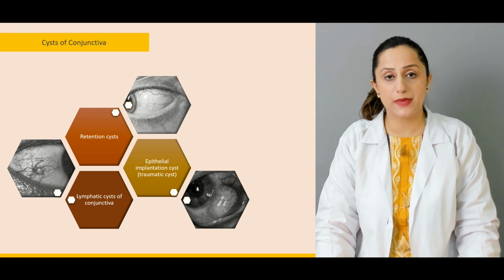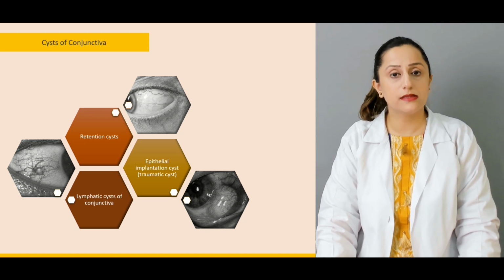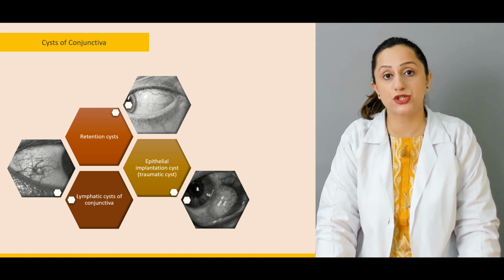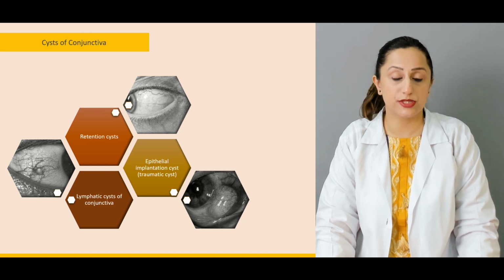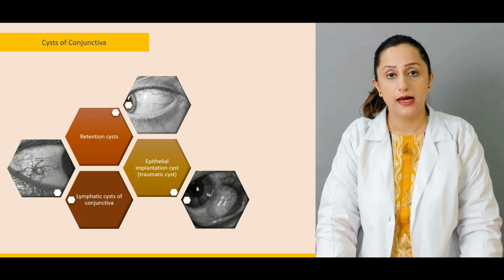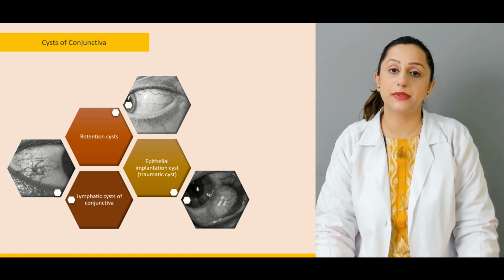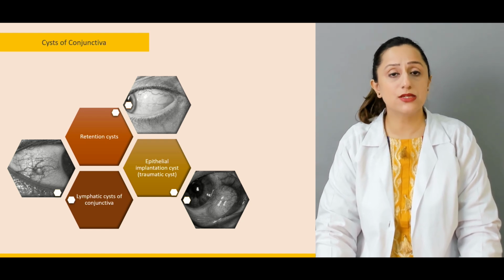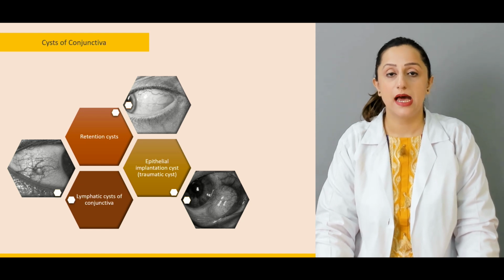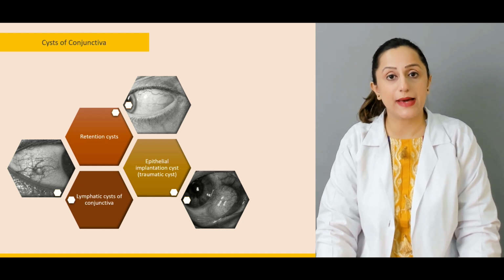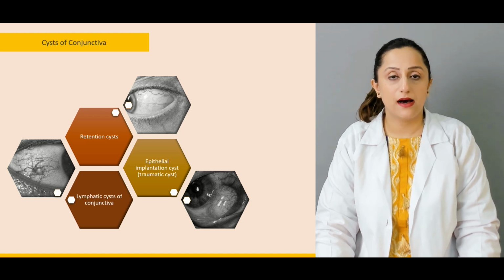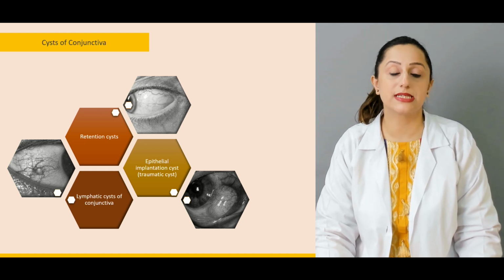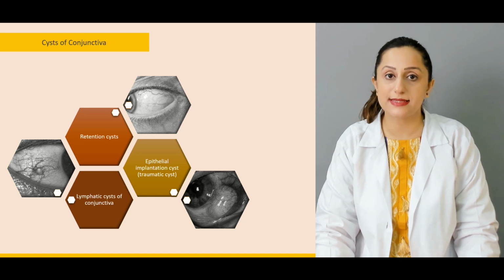Pterygium, as we all know, is basically an epithelial membrane that encroaches upon the conjunctiva, and it can also encroach upon the cornea. It's usually a triangular fold. Clinically, it is identified as a triangular epithelial membrane covering the conjunctiva and the cornea as well. So when patients present with this condition, known as pterygium, and it is surgically excised, trauma can occur to the conjunctiva, and that would result in this epithelial implantation cyst, which is also known as a traumatic cyst.